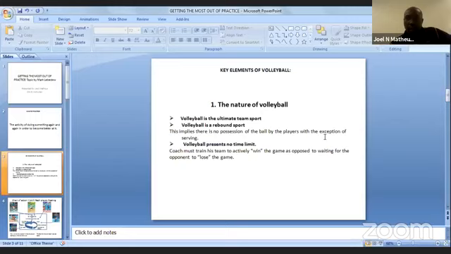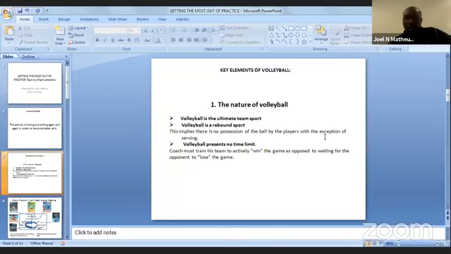Now, for us to be able to put an effective practice in place, we must understand some elements of volleyball. I will focus on two elements, and the very first one is the nature of volleyball. I didn't put a lot of information in the presentation due to time limit. But first, we must understand the nature of the sport we are playing. And very important to me, the most important aspect of it is that volleyball is an ultimate team sport.